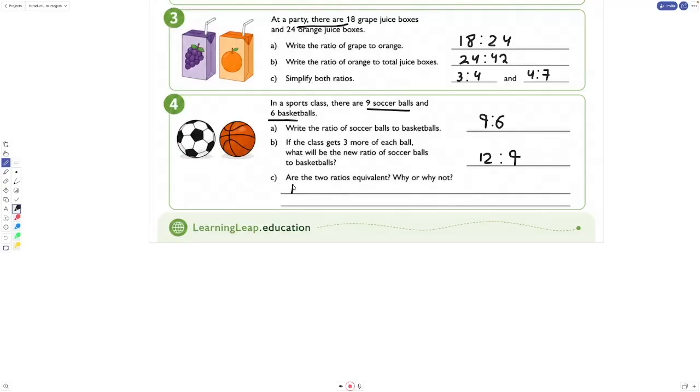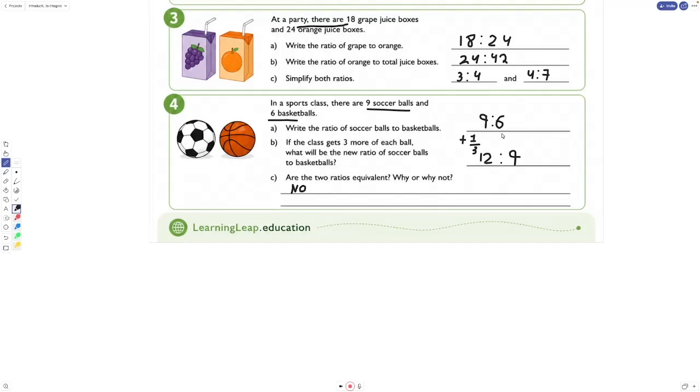And I'm going to explain to you why briefly. We're going to say no here. And the reason for that is that the 9 increased by 1/3. Okay? 1/3 was added to the 9. Because 1/3 of 9 is going to be 3, and it became a 12.